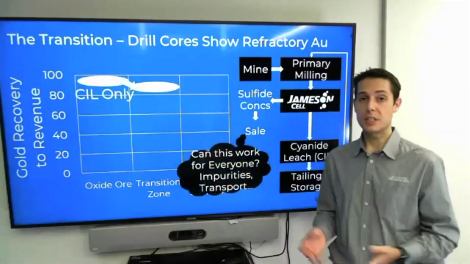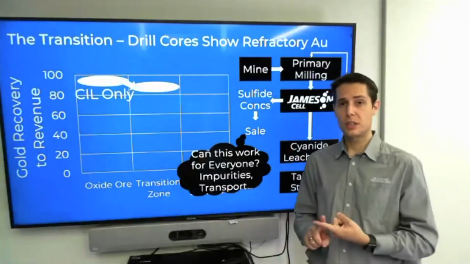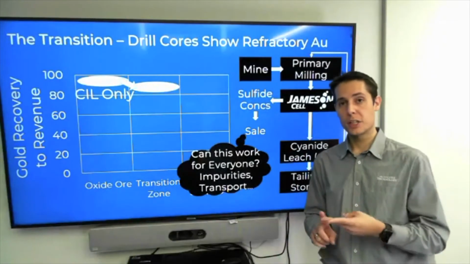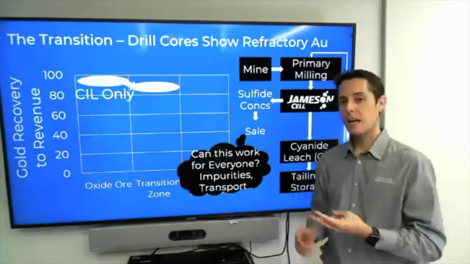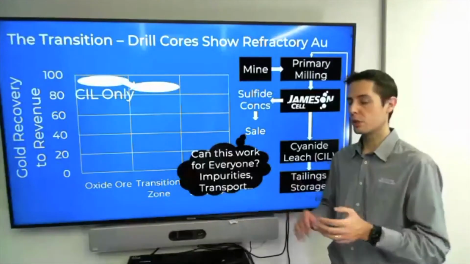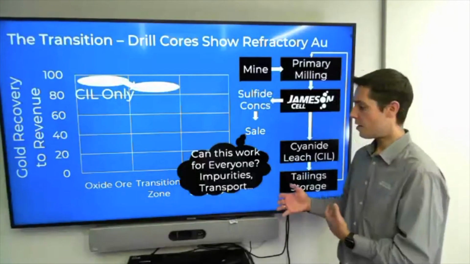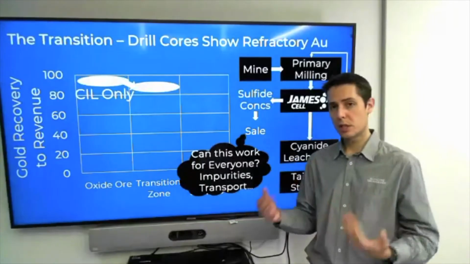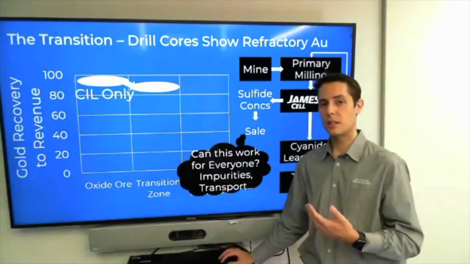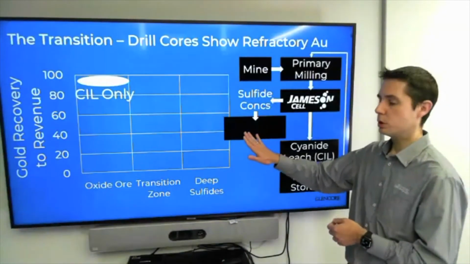Now, the question is, is this actually suitable for everyone? Can you sell that con? Is it actually economic to transport that con? Are you in a location that can actually even do that, considering the geopolitical environment? So these are questions that need to be asked. And then we have to answer, well, what happens if selling the concentrate isn't an option for your site? We then have to look at what we do next.